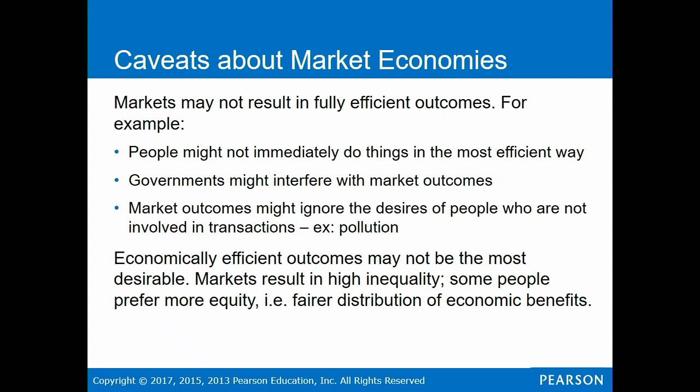The textbook notes that markets may not result in fully efficient outcomes. They talk about how markets are really good for efficient outcomes, but they're not perfect. So people might not immediately do things in the most efficient way. I should have proofed this slide ahead of time. People will not immediately do things the most efficient way. We are constantly learning new things and learning better production techniques.